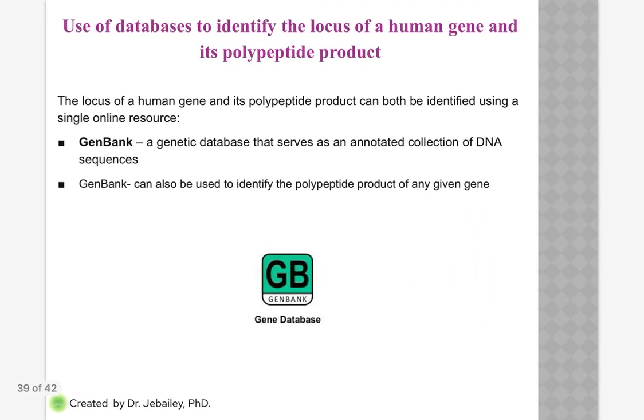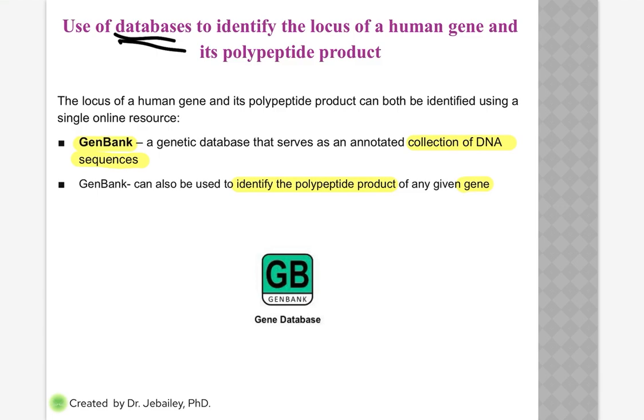And last but not least, when we talk about databases, which is the last section of 3.2, we talk about the GenBank. Now, what does it do? It basically looks at a collection of DNA sequences, and you can also find the polypeptide products of a certain gene. So if you input a gene, like a gene number, it will tell you what types of proteins can come out of that gene.